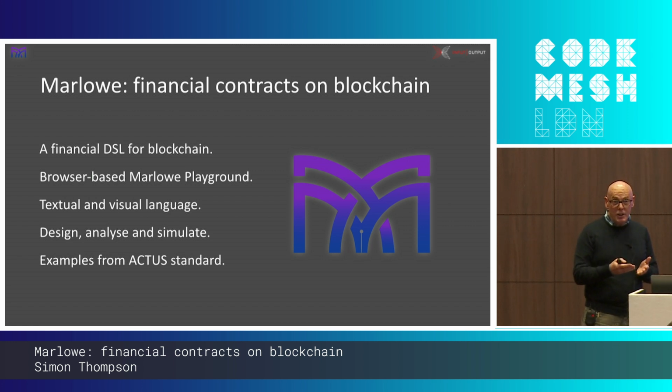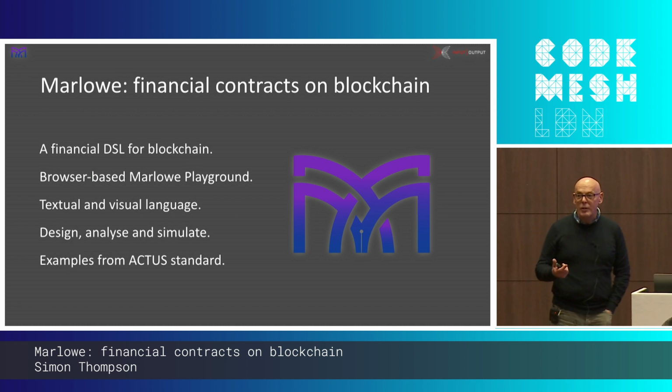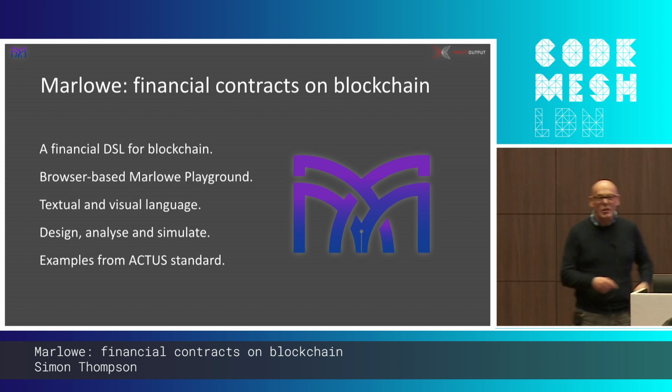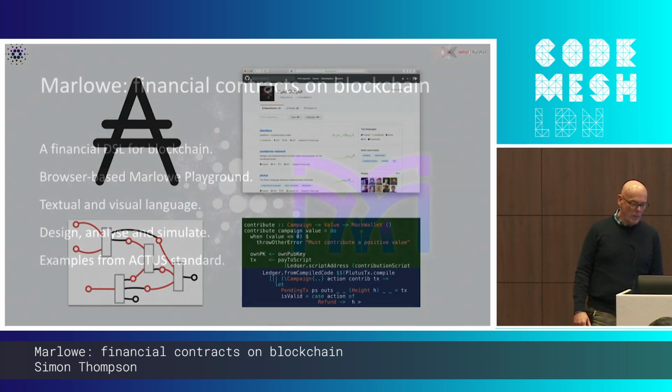So we can do analysis, we can do proof, in fact, of properties of classes of contract. And I'll also show you some examples from a standard for financial contracts produced by the ACTUS Foundation. So we'll run through those things, perhaps not in the order they are there, but pretty much I'll cover those.